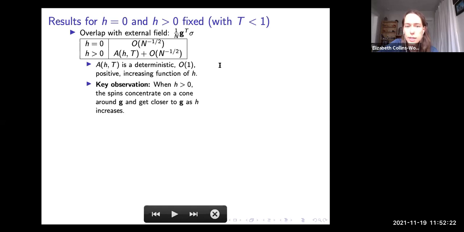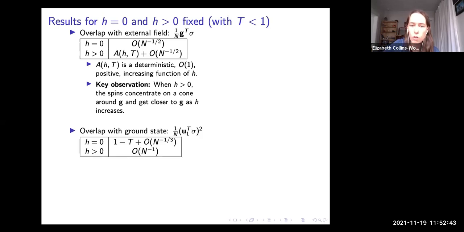And what that tells us is that when H is greater than 0, the spins concentrate on a cone around the external field, and they get closer to the external field as the strength of the field increases. And that geometry of a cone comes from the fact that this overlap is measuring the cosine of the angle between these two vectors.